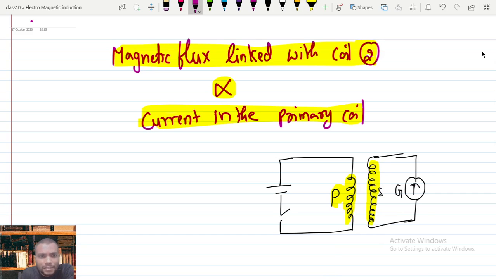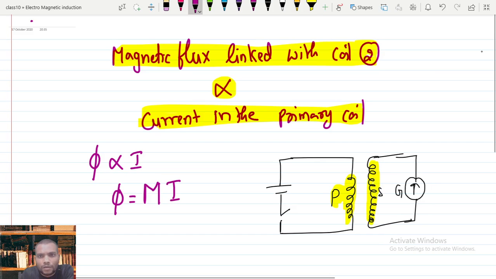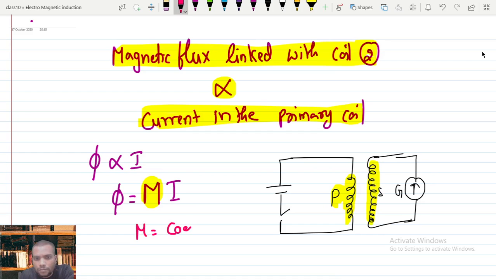So we can write the expression flux phi is directly proportional to current I. Here we remove the proportionality and make it equal by replacing it with a constant, capital M, times I. So here capital M is a constant which is known as mutual inductance, or coefficient of mutual inductance.